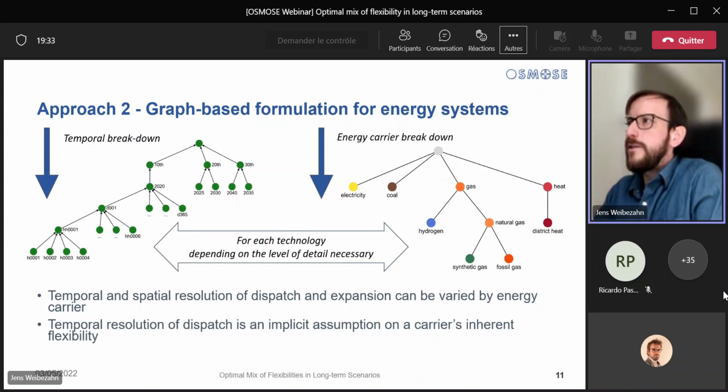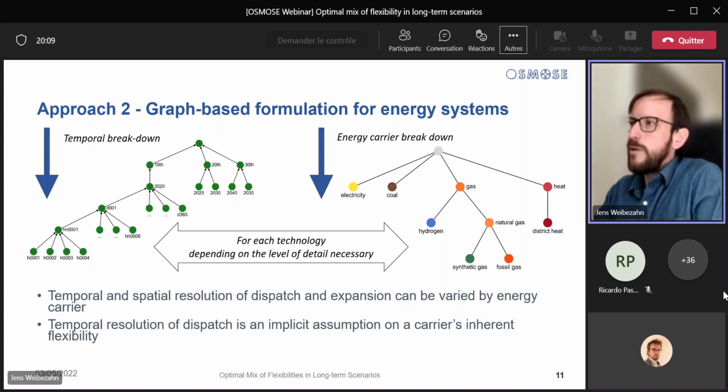And on the right-hand side, you can see that the same has been done with the energy carriers. So going here into the example of gas, this could consist of hydrogen or natural gas, and the natural gas could be from synthetic gas or fossil gas and so on. So you can see that this tree here on the right is only a little example. This is the general idea of how the model or the framework that has been developed here is being built up. And the idea behind it is that the temporal and spatial resolution can be varied by energy carrier.